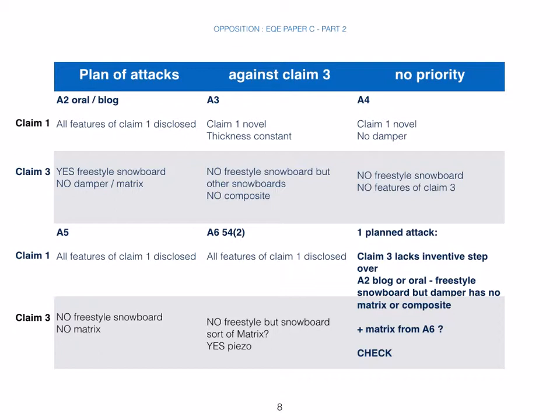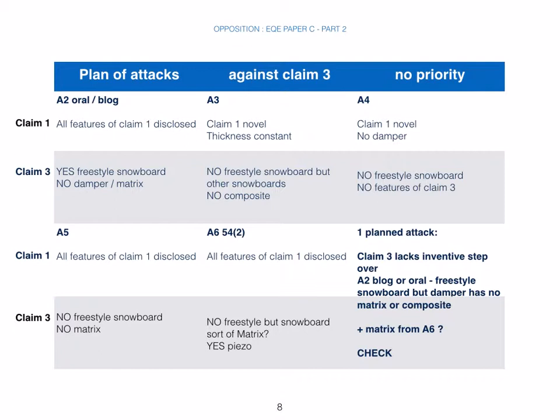So the planned attack will then be claim 3 lacks inventive step over A2 blog or oral, freestyle snowboard, but damper has no matrix or composite. Importing the matrix from A6? To be checked.